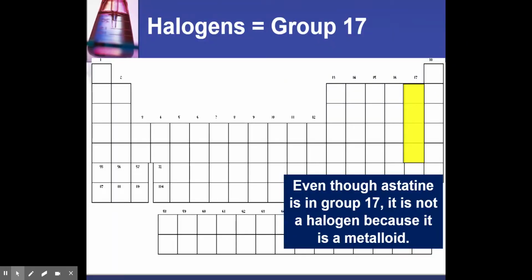But next, let's talk about halogens. Halogens are here in group 17. Even though astatine is in group 17, it's not actually a halogen because it's a metalloid. So again, when we get to the bottom of these groups, they get a little weird.